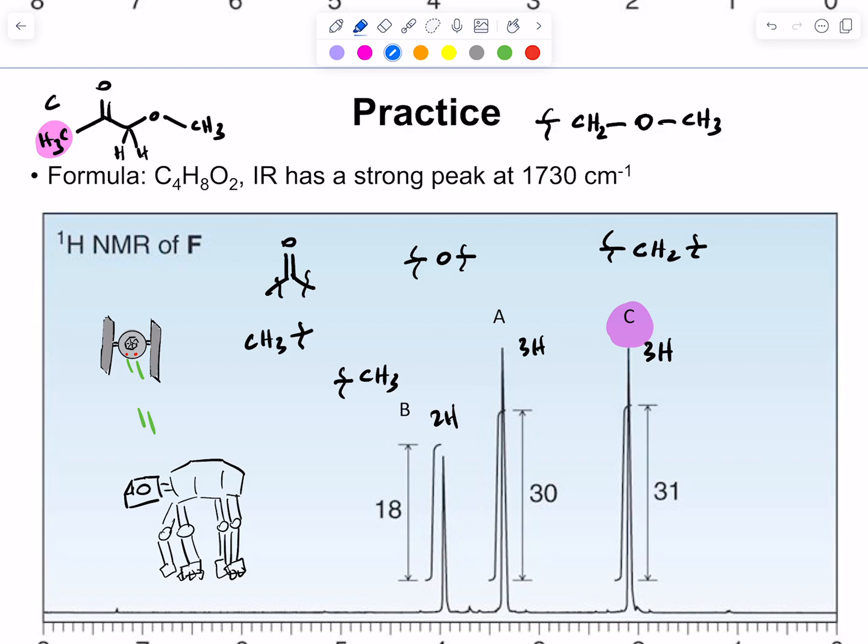Okay. Methyl protons adjacent to an O and nothing else. That's what we expect for the A protons. How about these CH2 protons? Can you think of an explanation for why the orange protons are deshielded relative to the blue protons?